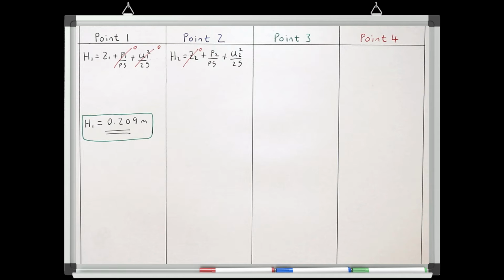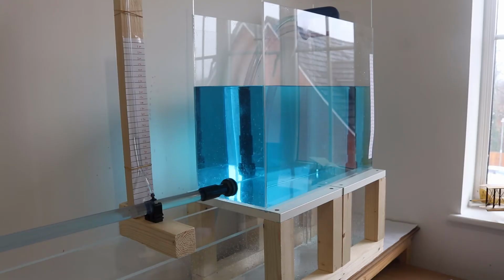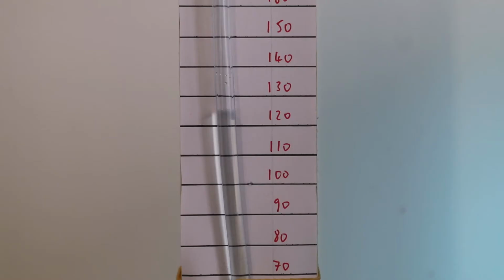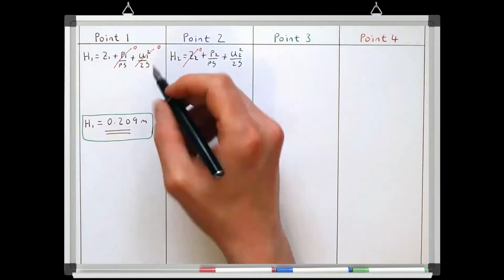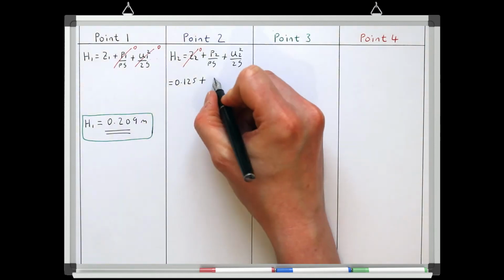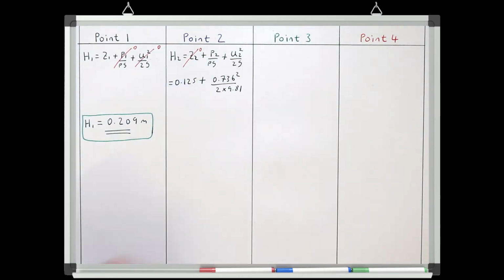We've already worked out the velocity in this system using the volumetric method, which is 0.736 meters per second, and we can simply read the pressure head at this point in the pipe off the gauge at point 2, which is 125 millimeters or 0.125 meters. So the total pressure head at point number 2 is going to be 0.153 meters.